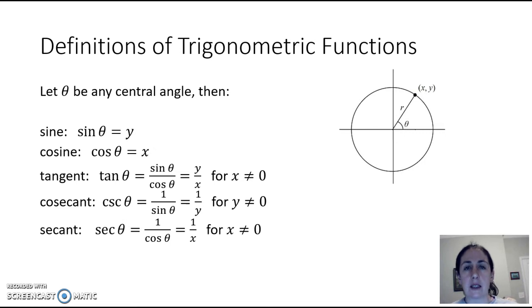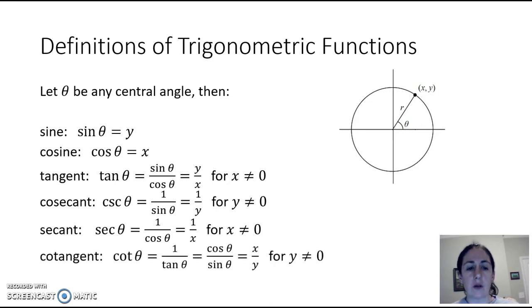The secant is the reciprocal of the cosine function, so secant is equal to 1 over the cosine of theta. And again, cosine was x, so it would be 1 over x. x can't be equal to 0. And then the next one is the cotangent. The cotangent is the reciprocal of the tangent. If you recall, tangent was sine over cosine, so the cotangent would be the reciprocal, cosine over sine, or x over y, and of course y can't be 0.